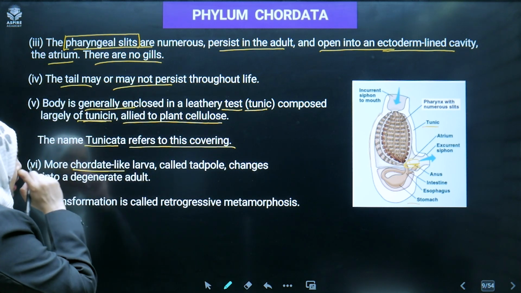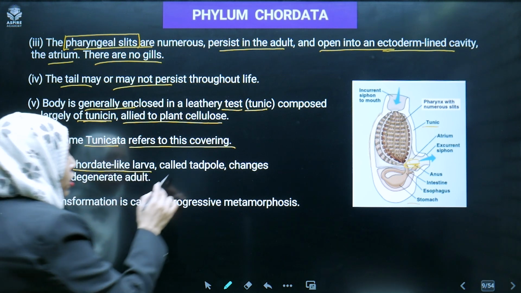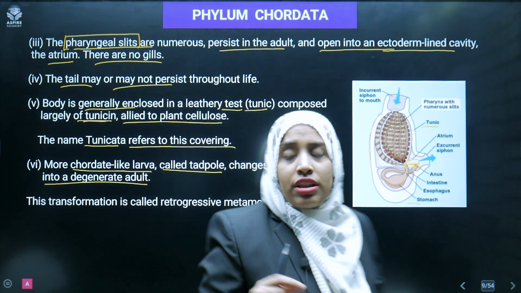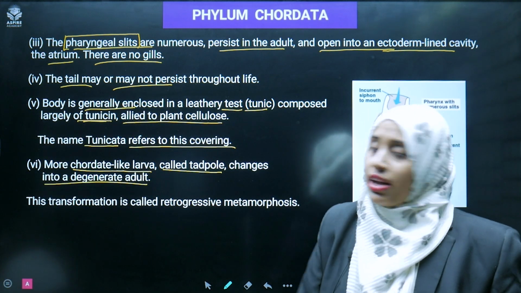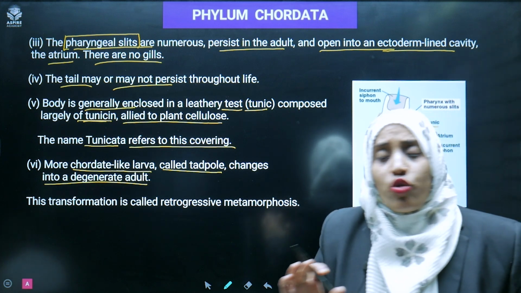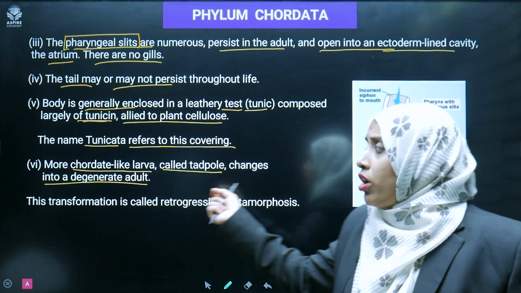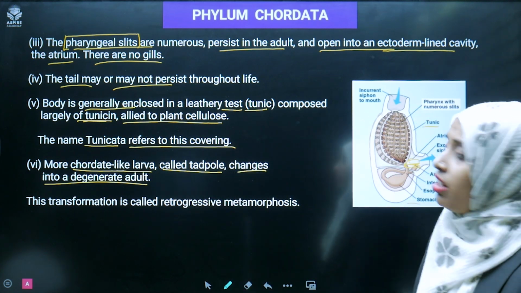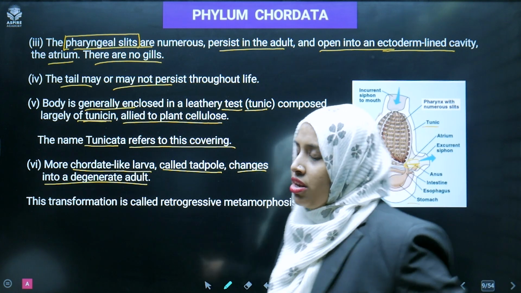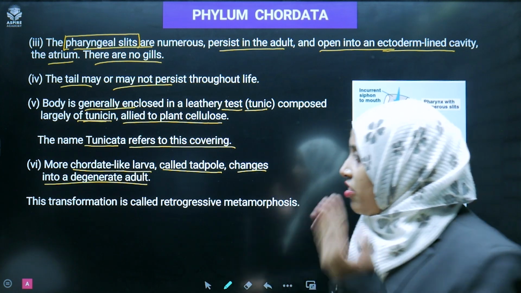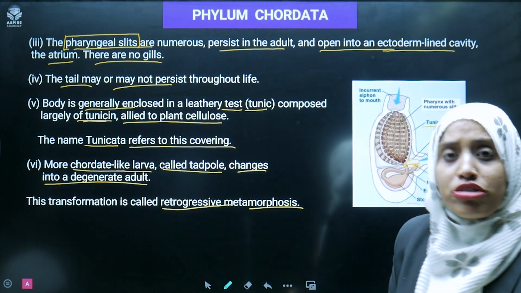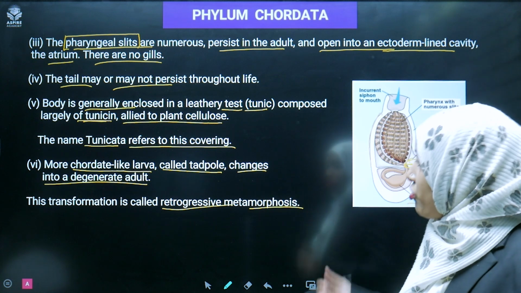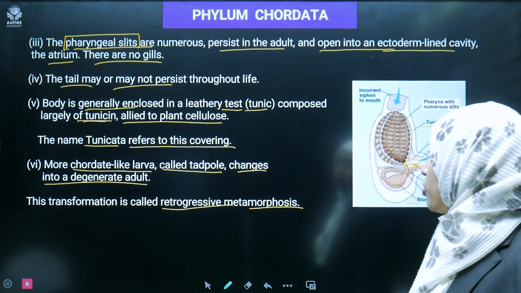Now more chordate like larva, ठीक है, more chordate like larva called tadpole changes into a degenerate adult. That means here we can say जो chordate like larva है, that is tadpole larva we know very well. तो एक टैडपोल लार्वा को अगर देखोगे तो कॉर्डेट लाइक लार्वा है. ठीक है, सो चेंजेस इनटू अ डीजेनरेट एडल्ट, एंड दिस ट्रांसफॉर्मेशन, जो डीजेनरेटिव फॉर्म में चेंज हो जाना, दैट ट्रांसफॉर्मेशन इज नोन एज रेट्रोग्रेसिव मेटामॉर्फोसिस व्हिच इज सीन इन यूरोकॉर्डेट्स. ओके, सो अब देखोगे कि रेट्रोग्रेसिव मेटामॉर्फोसिस होता है. मेटामॉर्फोसिस मींस ऑल्टरेशन इन द बॉडी फॉर्म.